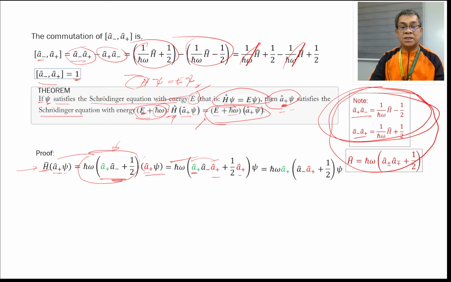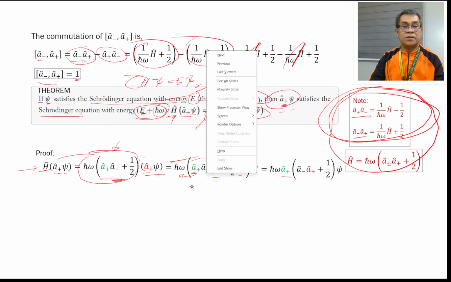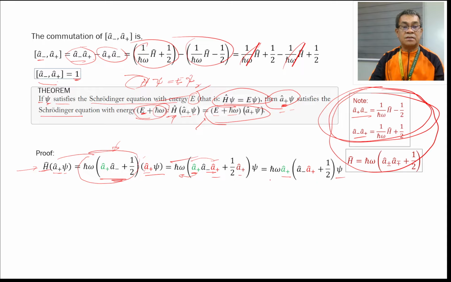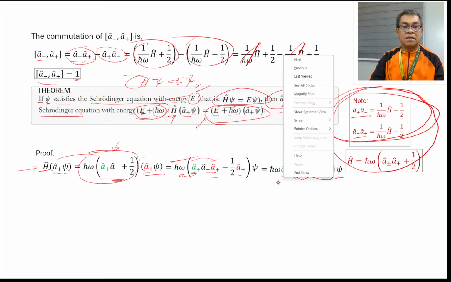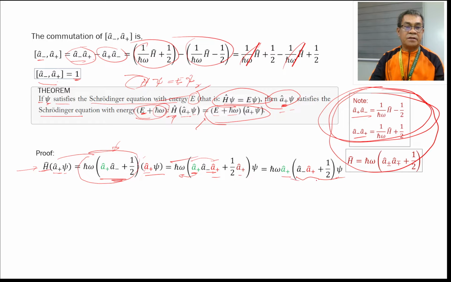Next, this is an operator, so we can place this outside; we have the freedom to. So we have this result, meaning we let the lowering, raising operator plus one half act on psi first. Then after that, we act the raising operator on the result. So that's the idea.